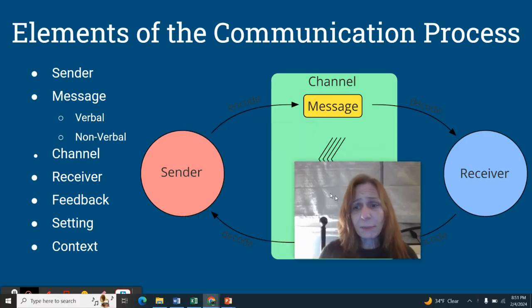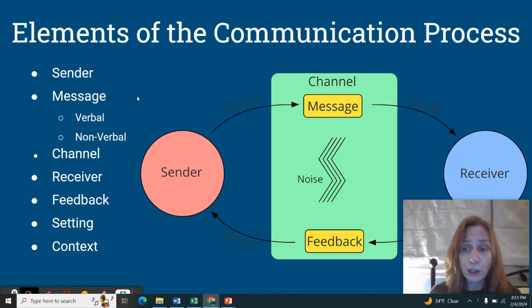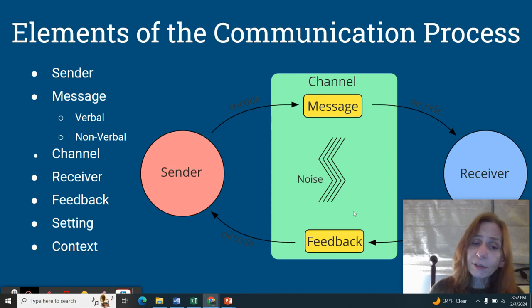So let's talk about some of the elements of communication. You have a sender who has a message, and that message can be conveyed either verbally or non-verbally through a channel. And that channel might be words, it might be actions, it might be gestures, it might be text messaging or writing or some other method of communication. The message goes to the receiver, who has to decode it, and then the receiver gives feedback so that the sender knows if that message was received accurately or not.